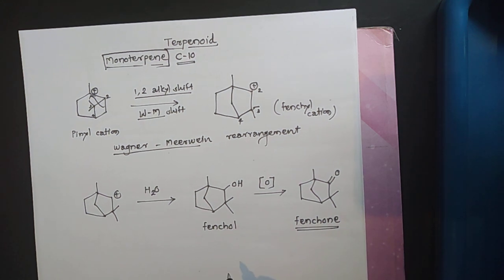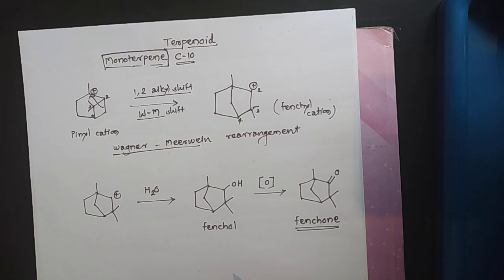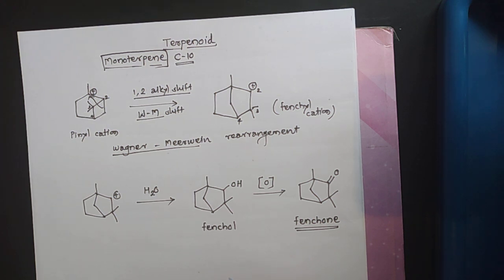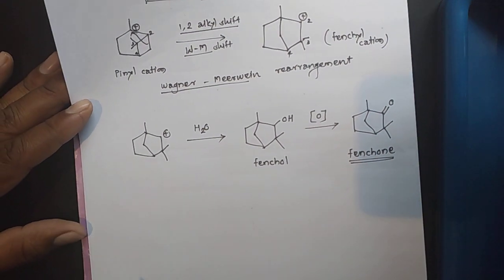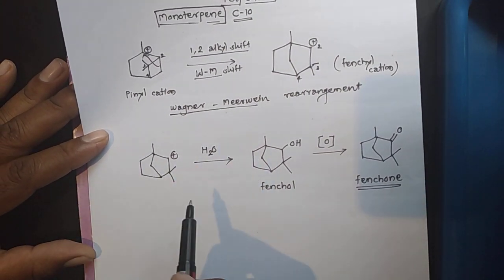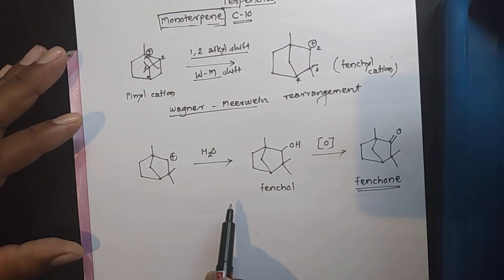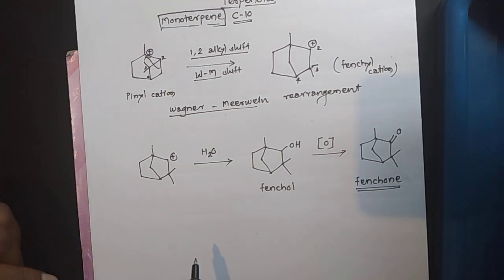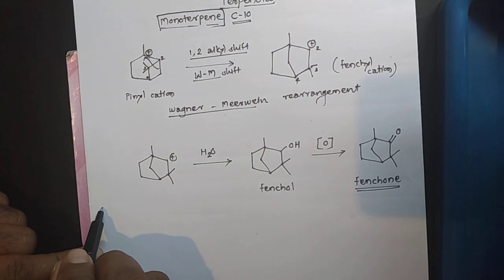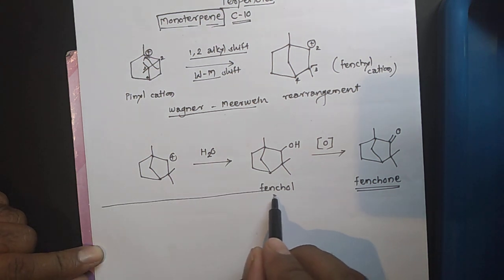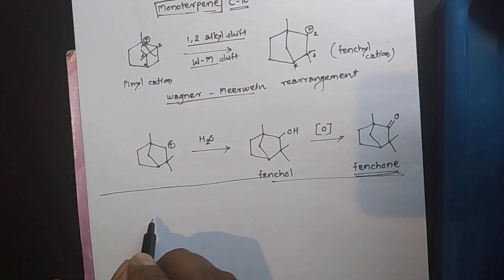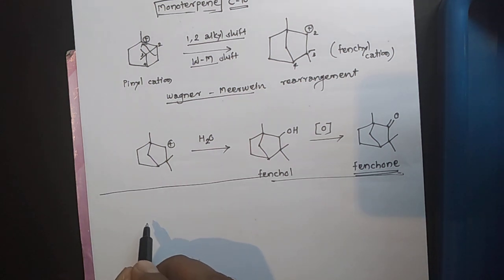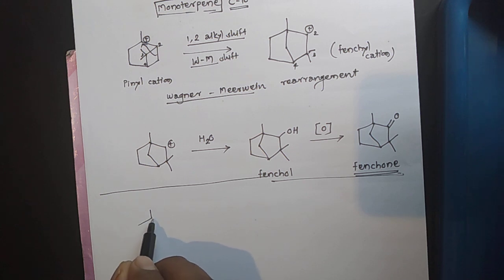Okay, so this is one of the important terpenoids. This is all about moving from the pinyl cation, again, towards the alpha terpenyl cation. So I will write down the alpha terpenyl cation first.